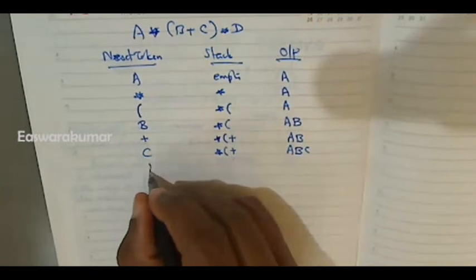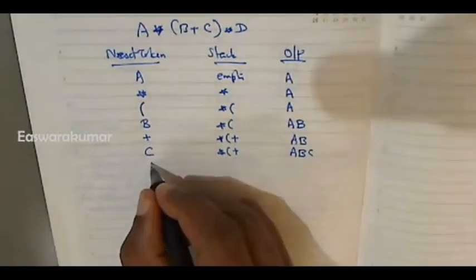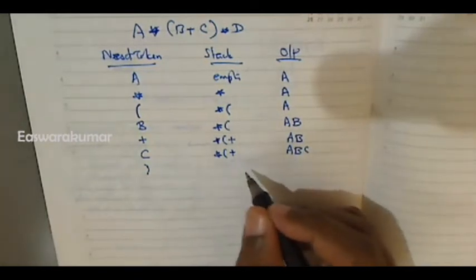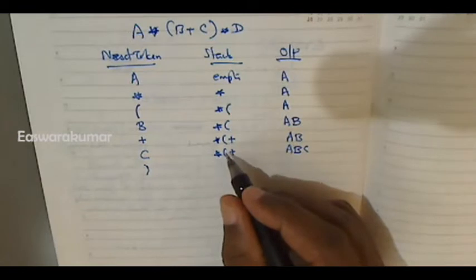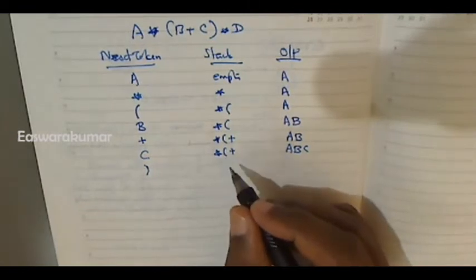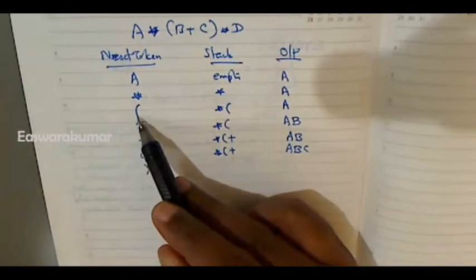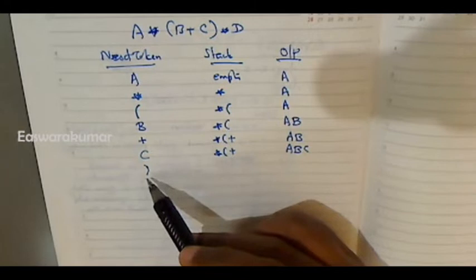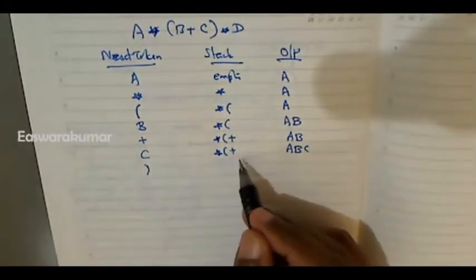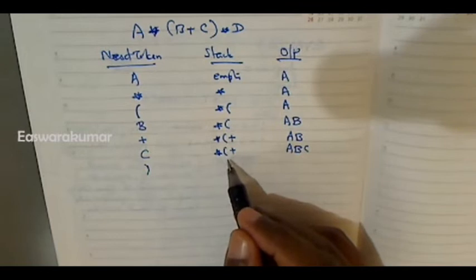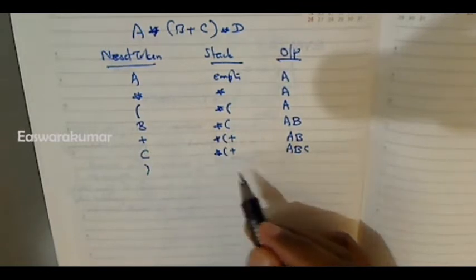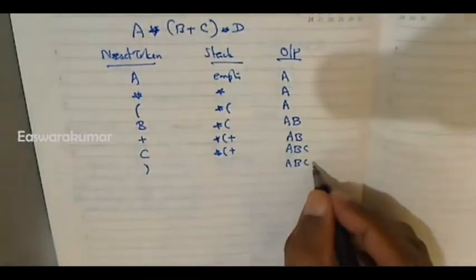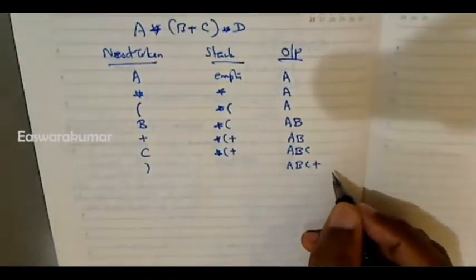When the right parenthesis comes, we have to pop some symbols from the stack till we get the left parenthesis. That's why whenever the left parenthesis comes, we inserted it in the stack. After that, whenever the right parenthesis comes, we have to pop out the operators which are there in the stack until we get left parenthesis. So if we do that, what happens here? A, B, C, we are taking the operator plus, so we output A, B, C plus.